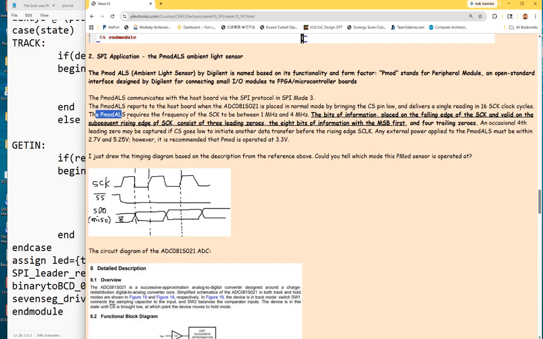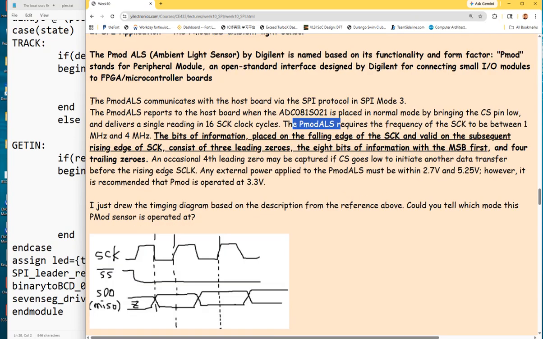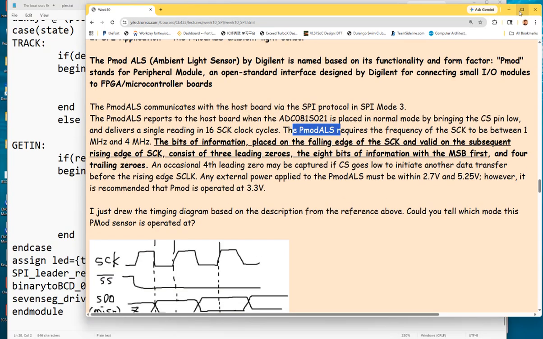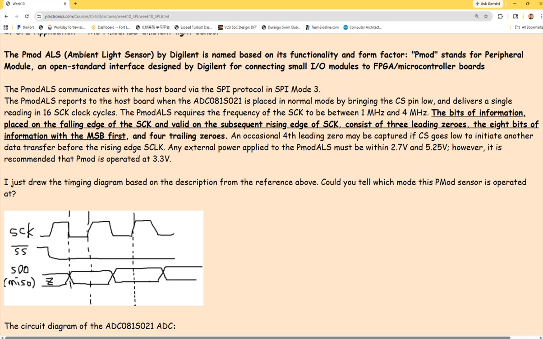So the PMOD, this sensor, right? So frequency first, 1 MHz to 4 MHz. So your SPI has to provide the clock SCK, the frequency has to fall into this range. So the first question is, is it falling into this range or not? By counting up to 25, what's the frequency of SCK?